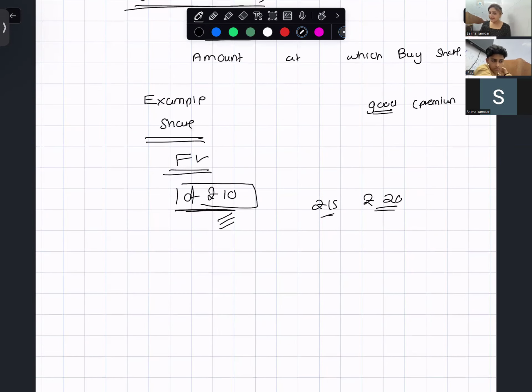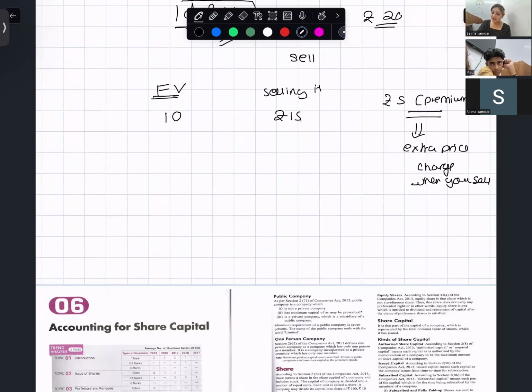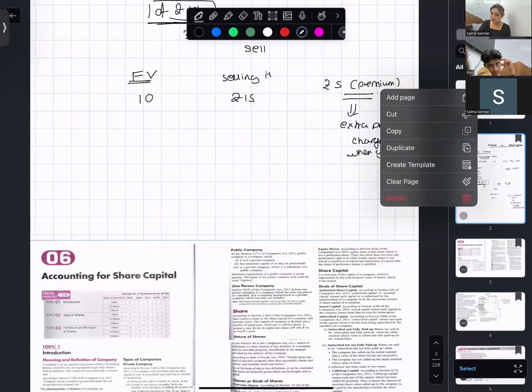Okay? At this point, I would say the face value of the share is 10, but they are selling it at how much? They are selling it at rupees 15. That means rupees 5 is the premium. What is premium? The extra price that you charge when you sell. Are you with me?